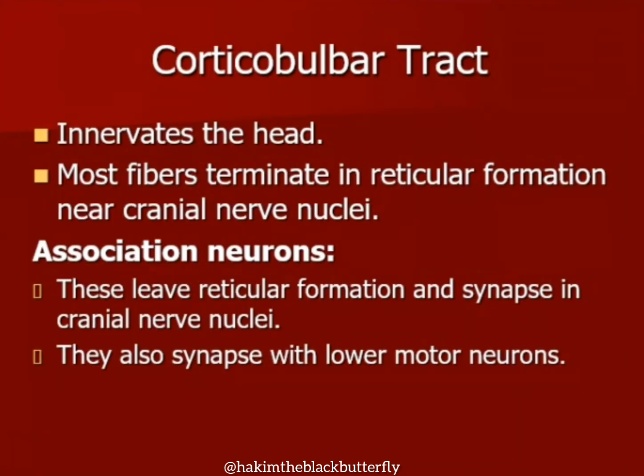For the corticobulbar tract, I say the upper motor neurons enter the brainstem, they cross to the opposite side, and they synapse with cranial nerve nuclei, which are motor, like the oculomotor, the facial, the trigeminal, the hypoglossal. And then the lower motor neurons are going to pass through those nerves and transmit impulses to the head and some to the neck.